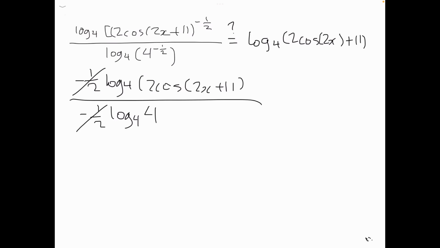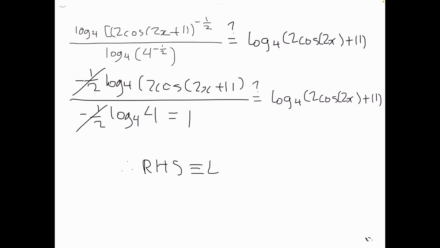and we can see that the denominator is in fact the log of the same number as the base. So this is just equal to 1. So therefore the right hand side is identical to the left hand side.